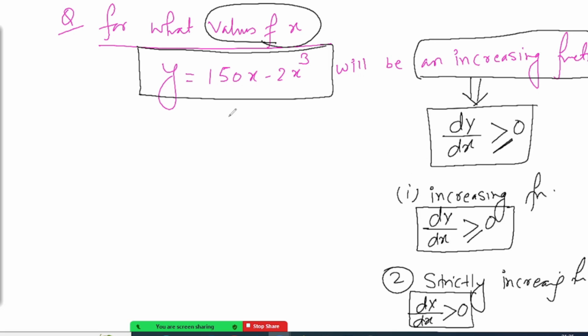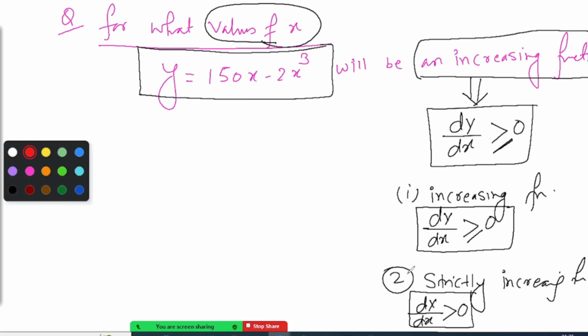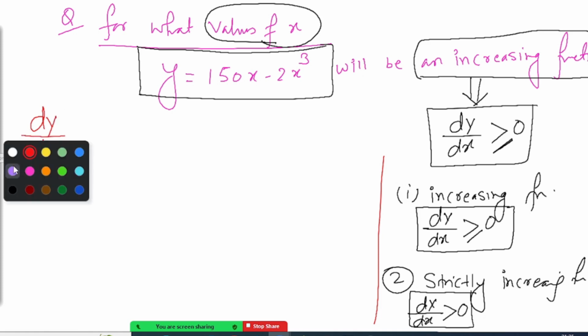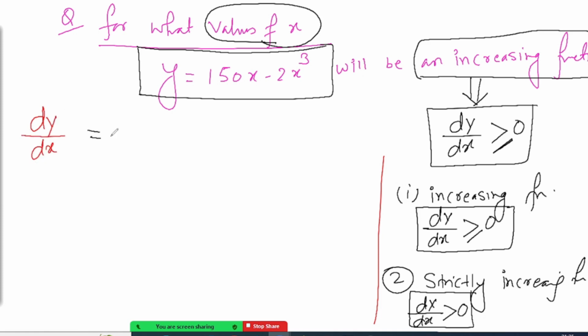That's the difference between increasing function and strictly increasing function, right? But in this question, this is not so much important. The mistake you have made is a little bit more important. First of all, we have to find its differentiation dy upon dx. So its differentiation will be 150 minus 6x square, right?